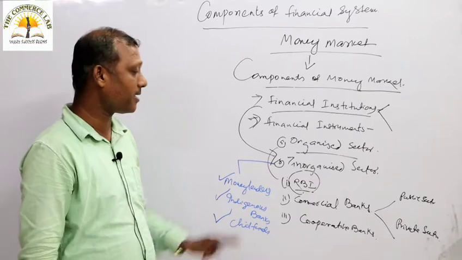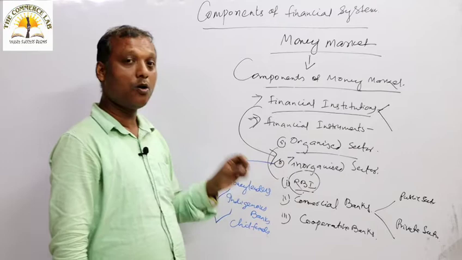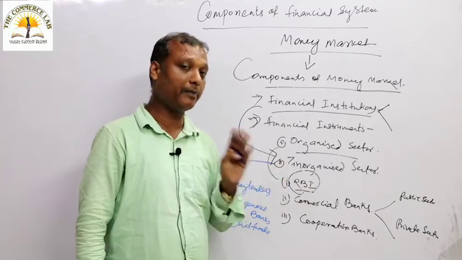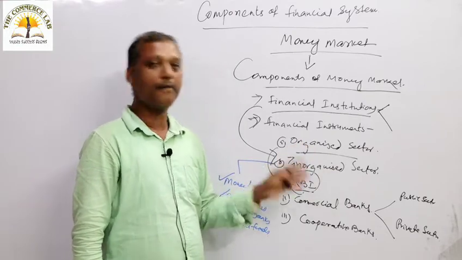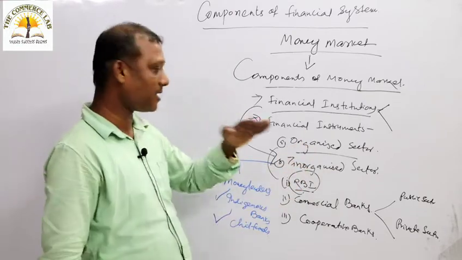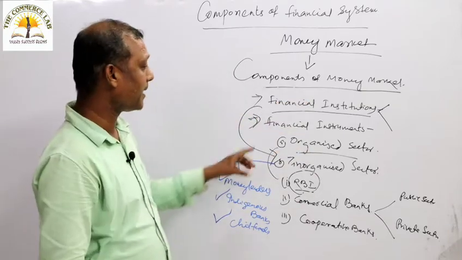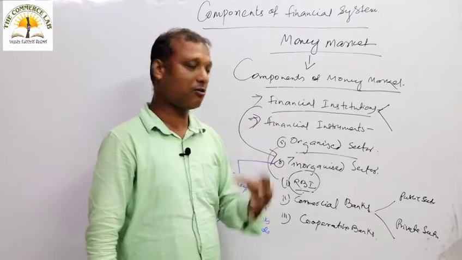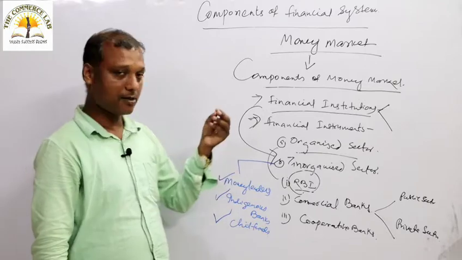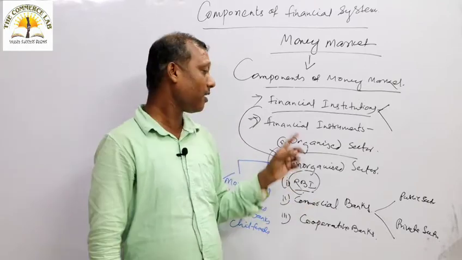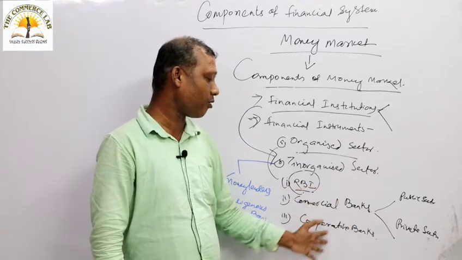The main point of distinction between organized and unorganized is that the organized sector is the sector whose activities are under the control of RBI, and the unorganized sector is that whose activities are not under the control of RBI. So we have discussed the first part, your financial institutions. Let us move to the financial instruments. We have talked about the organizations providing the various financial services; let us now know the financial instruments provided by RBI, commercial banks and cooperative banks.